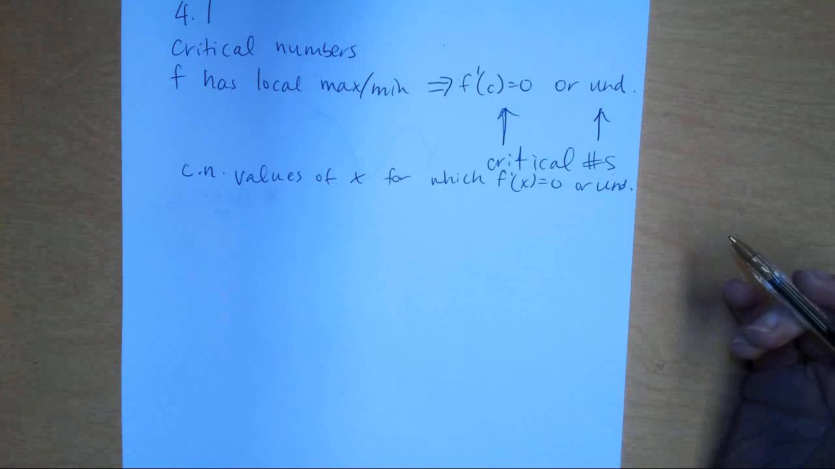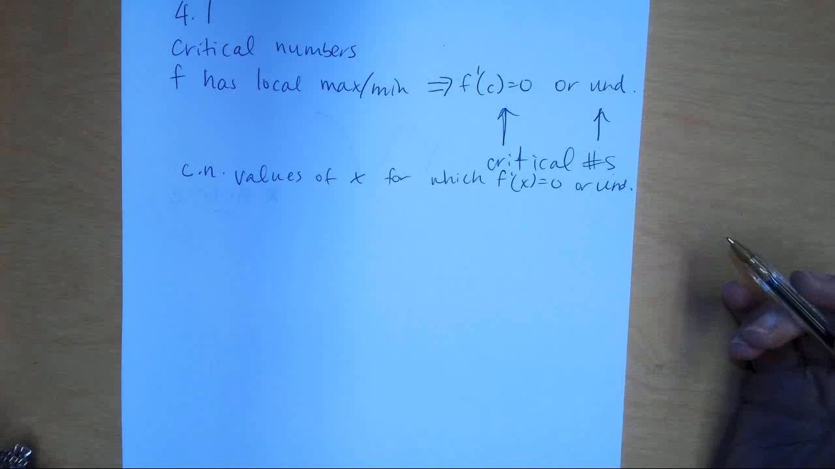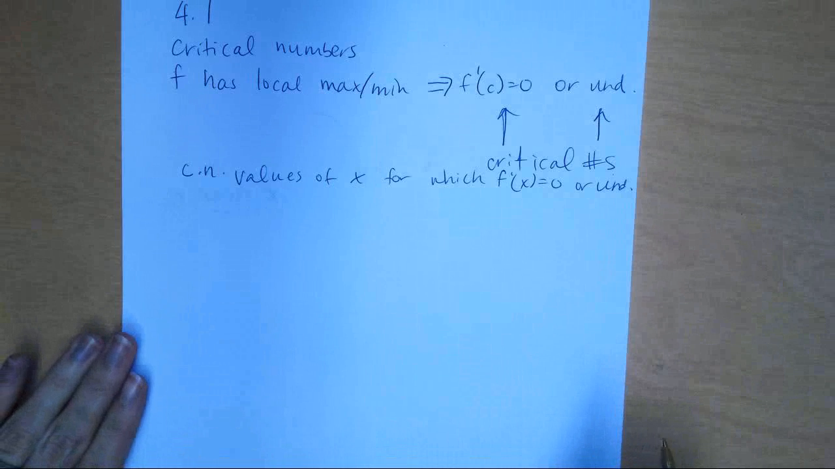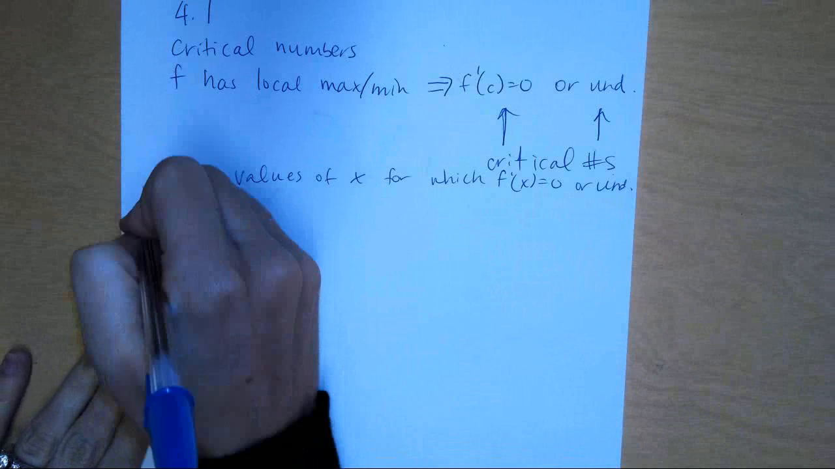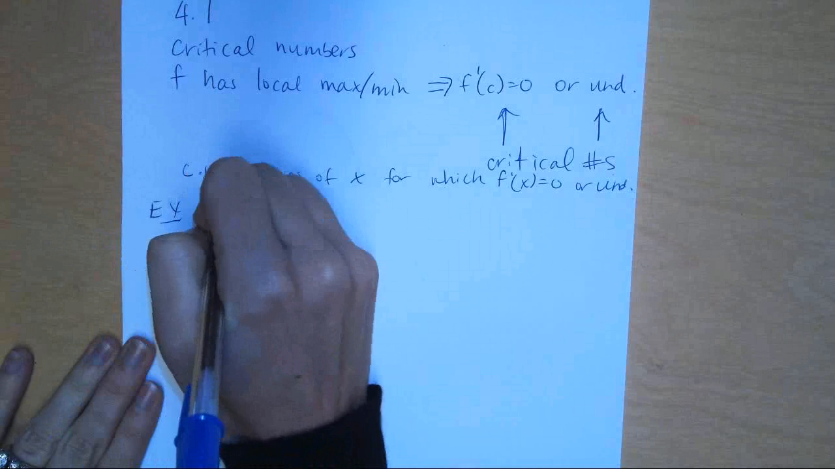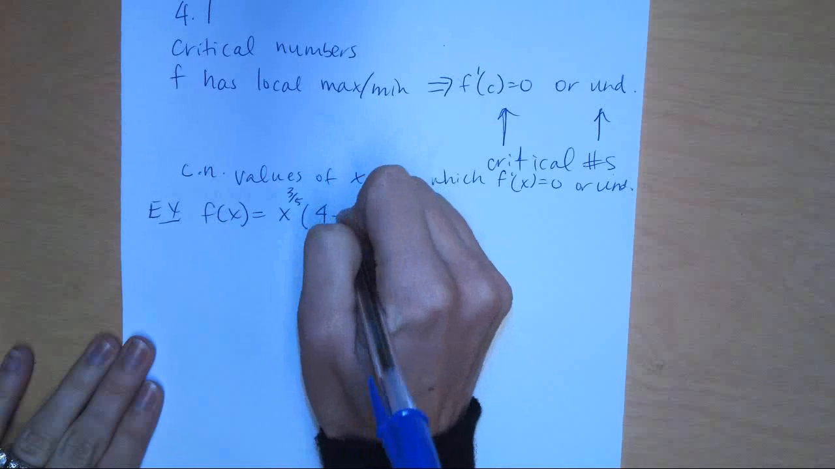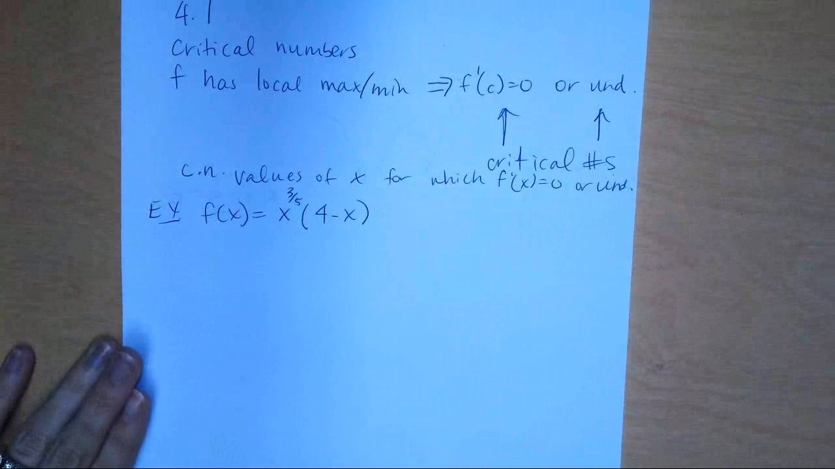Extrema are not going to happen unless the derivative is 0 or undefined. So it narrows it down from looking at, I don't know, infinitely many things to looking at a finite number of things. Let's try to figure this out. Make sense? Okay, for example, f of x equals x to the 3/5 times 4 minus x, and we want to find the critical numbers.